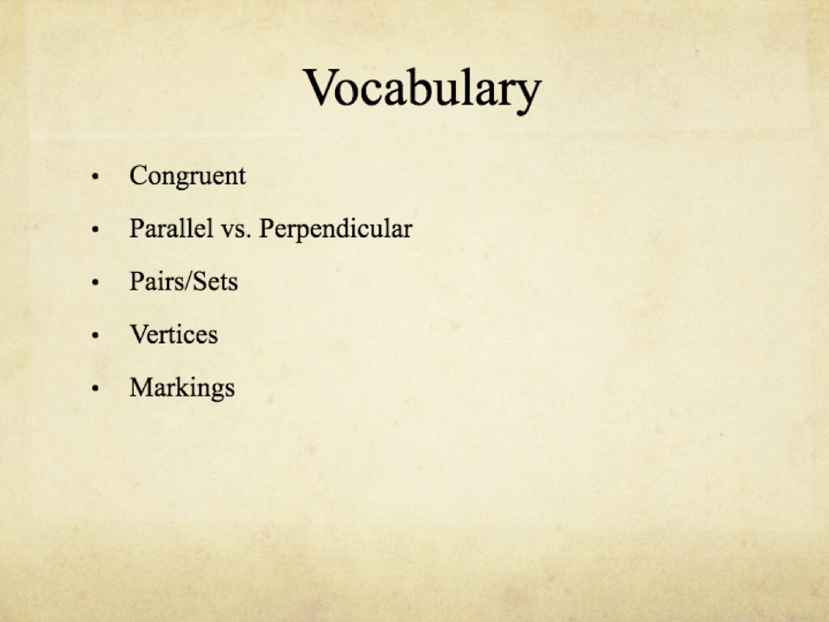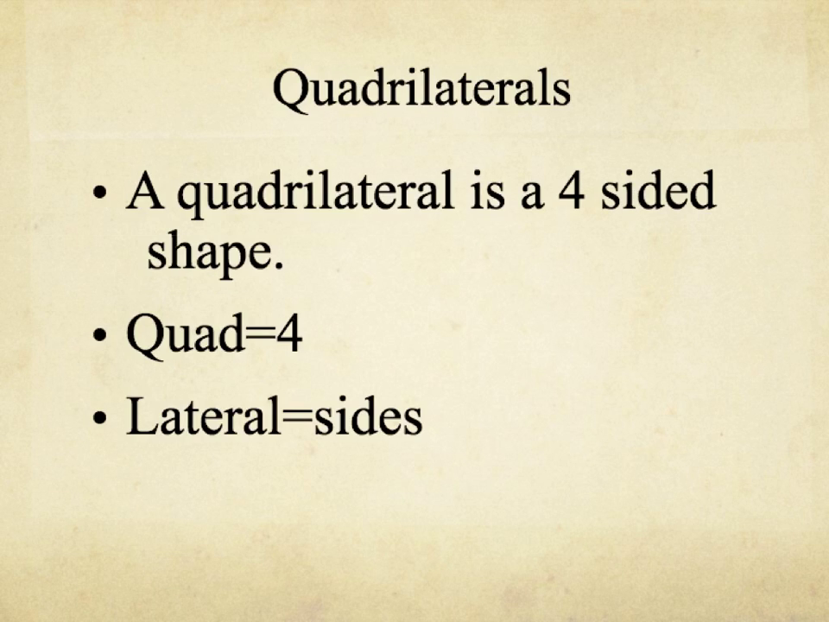Alright, so let's review our vocabulary as we always do in these videos. First of all, congruent means that either the angles or the side measures have the same value. So we either have equal sides or equal angle measurements. Parallel versus perpendicular, we're going to talk about that in just a minute. Pairs versus sets, vertices, and the different markings. Alright, so let's start out.